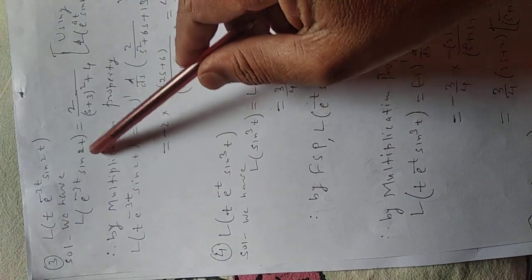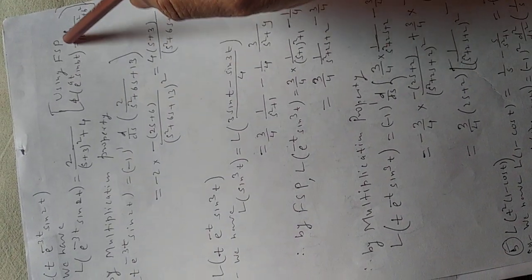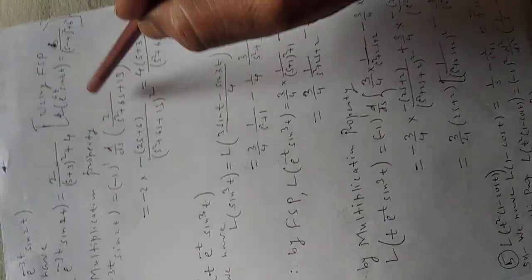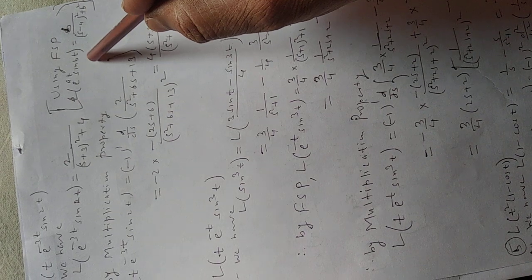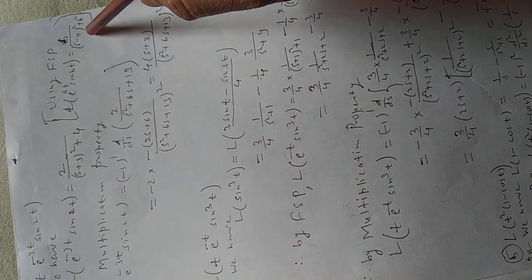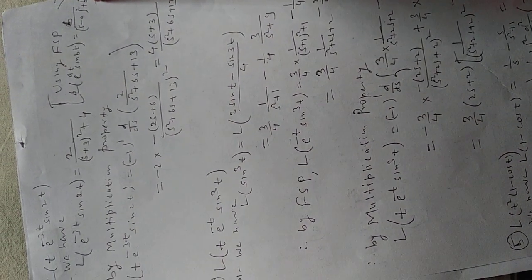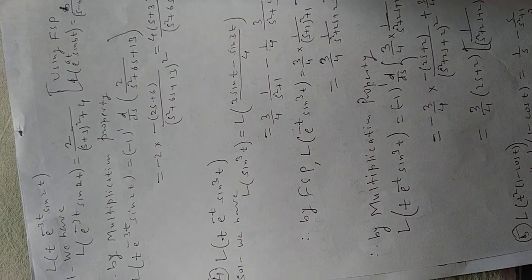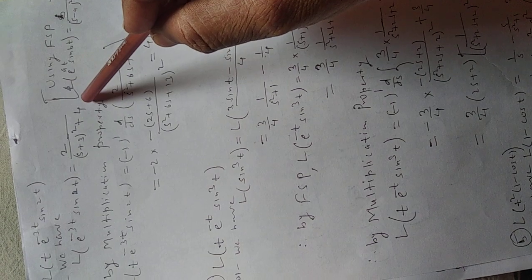So Laplace of e raised to minus 3t sine 2t using the first shifting property. FSP means first shifting property. So that is, Laplace of e raised to at sine bt is b upon s minus a bracket square plus b square. In the last lecture we have seen that property. So that is 2 upon s plus 3 bracket square plus 4.